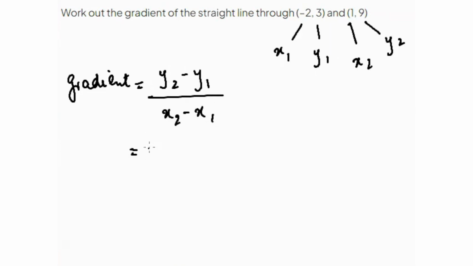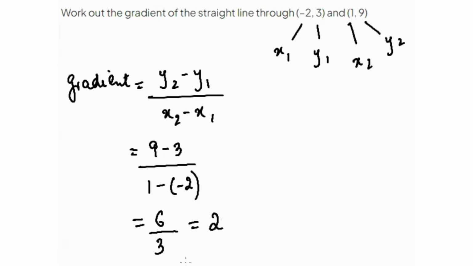So that's going to be 9 minus 3 divided by 1 minus -2. 9 minus 3 is 6. 1 minus -2 is 1 plus 2, which is 3. So that's going to equal 2. 2 is the gradient of the line connecting these 2 points.